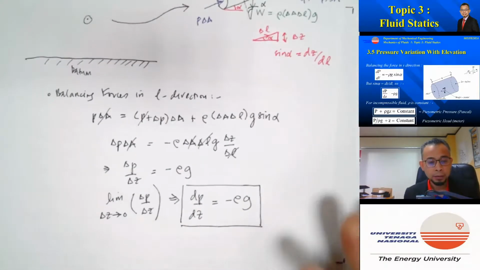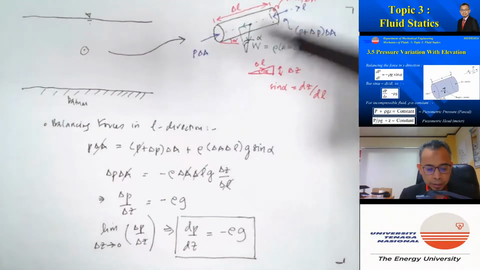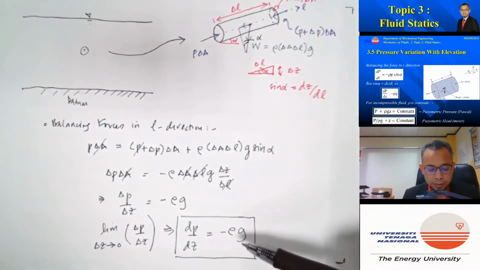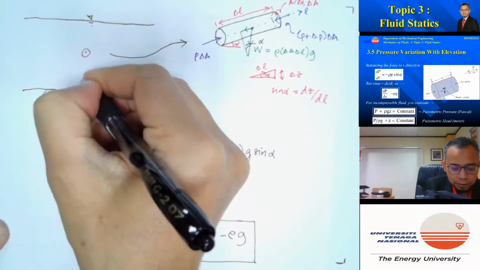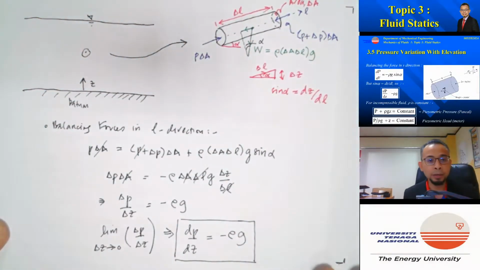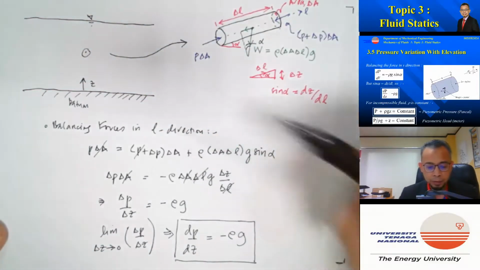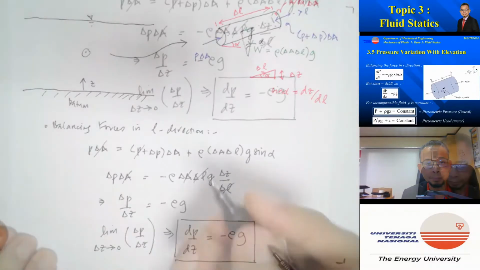So generally, this equation says that the rate of change of pressure with Z is equal to minus rho g. Since Z is positive this way, that means that as you go deeper, the pressure will increase at a rate equal to rho g.